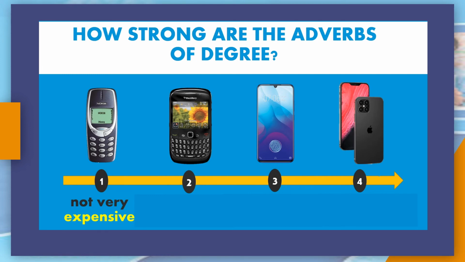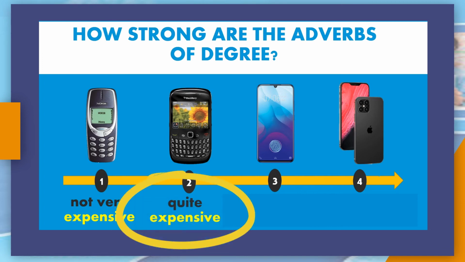When we use the adverb of degree, we must use it before the adjective. The adjective here is expensive. So how expensive is it? It's not very expensive. Not very is like a very low level. Not very means not too much. Next we have the BlackBerry. Quite expensive. Quite means okay, a bit expensive. That's the meaning.